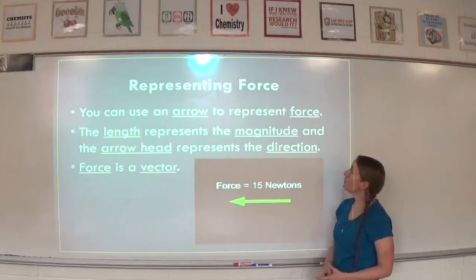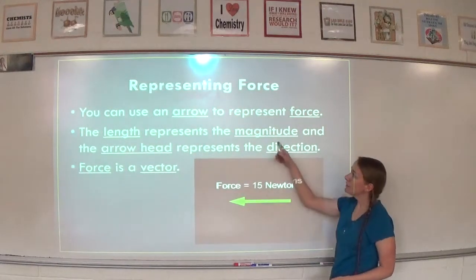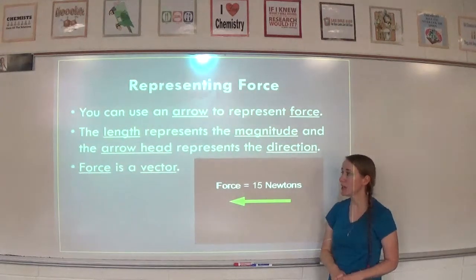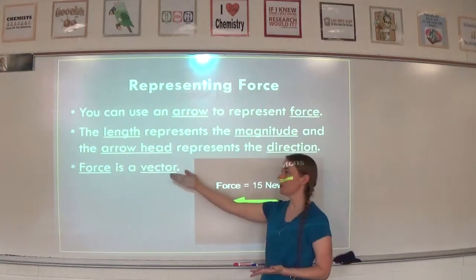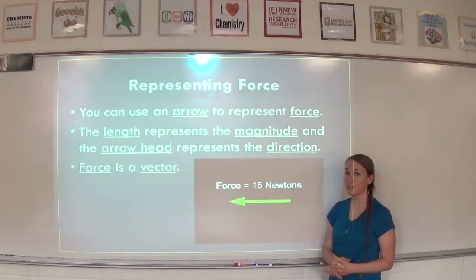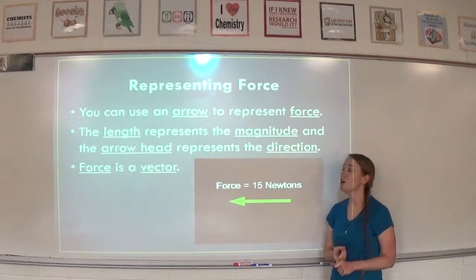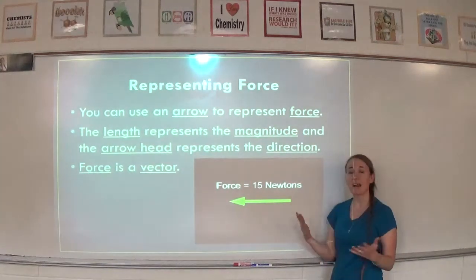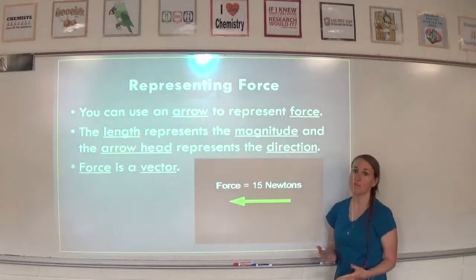So you can use an arrow to represent force. The length of the arrow represents the magnitude and the arrowhead represents the direction. That makes it a vector. So force is a vector. Remember, we've talked about vectors a couple of times now with velocity. We talked about vectors with acceleration. So remember, when we add vectors, we have to use vector addition.